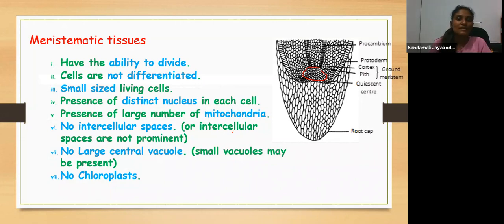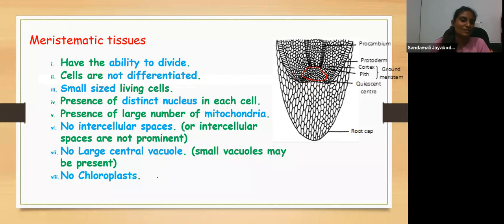If there are some intercellular spaces, we cannot see them very clearly. That's why we say there are no intercellular spaces, or if there are, they are not prominent. And then they don't have a large central vacuole. Normally, we know that a plant cell, as we learned in grade 8, has a specific feature, a large central vacuole, but this is absent in meristematic tissues. There may be some small vacuoles in those cells, but there's no large central vacuole.